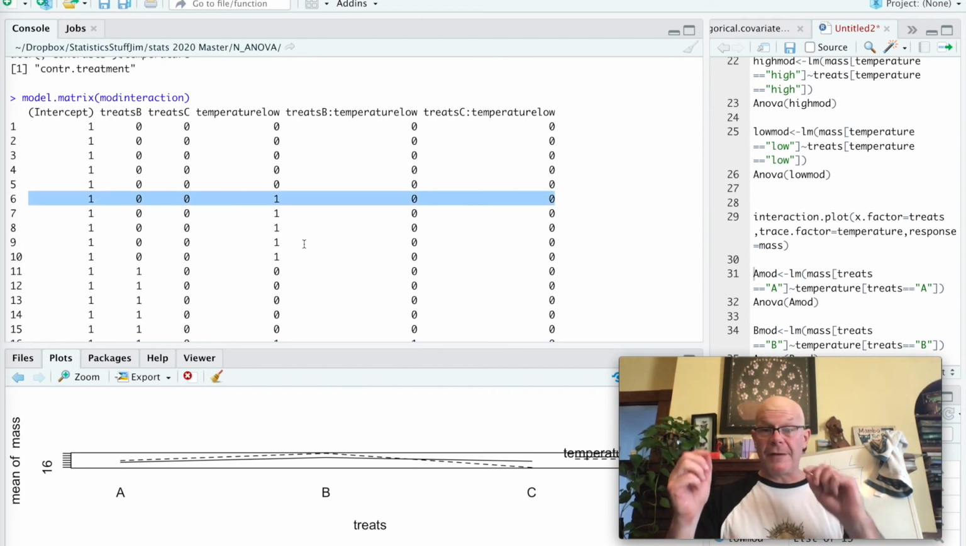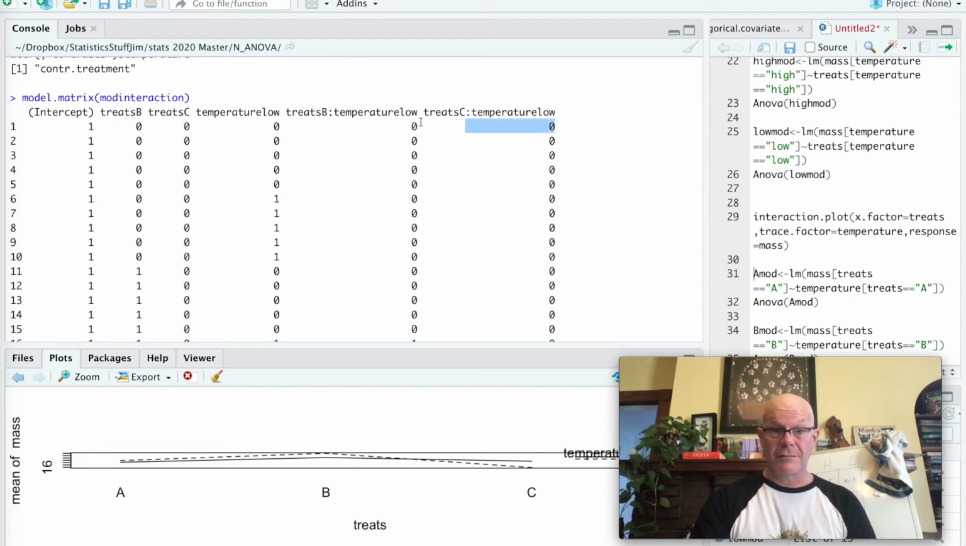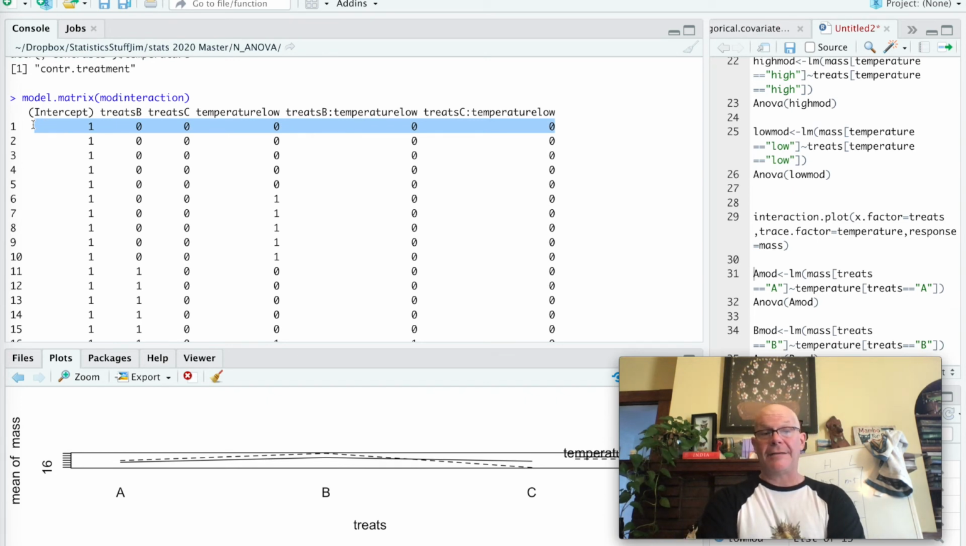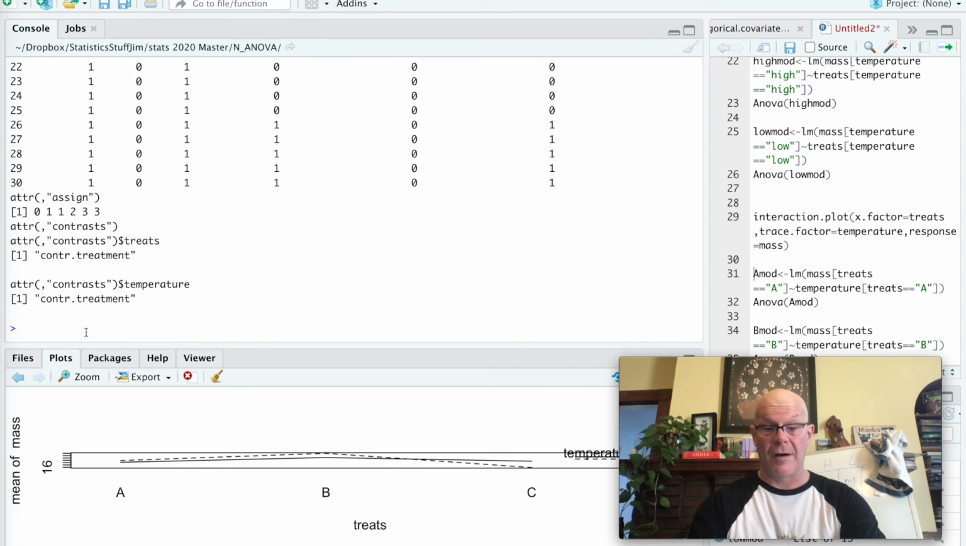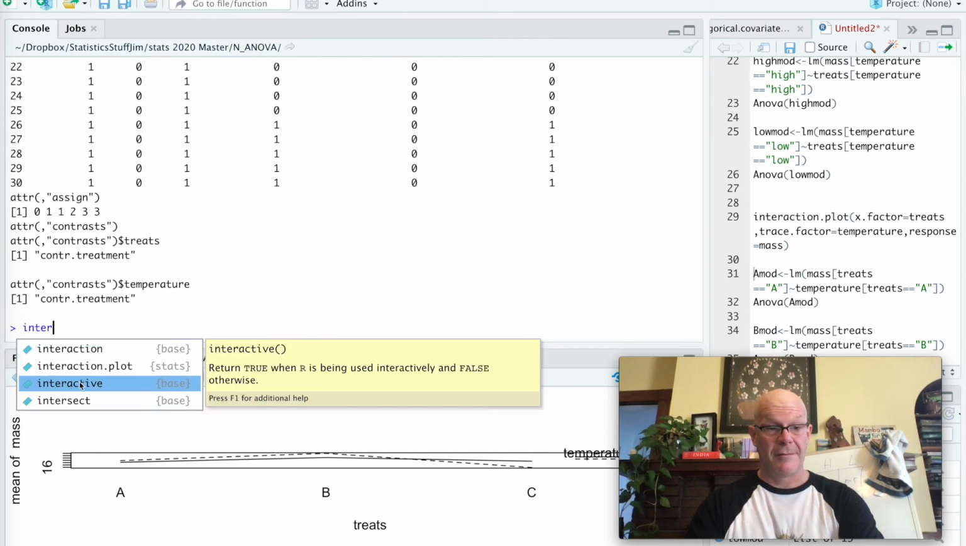But we can think about these as switches being turned on and off. So this first individual here, that is an individual that's treatment A at a high temperature. So it's going to get the intercept, but then all of the other parameters in that model are going to be multiplied by 0. So again, we can think of them as switches, and we've just turned off all of those parameters that are in our interaction model.